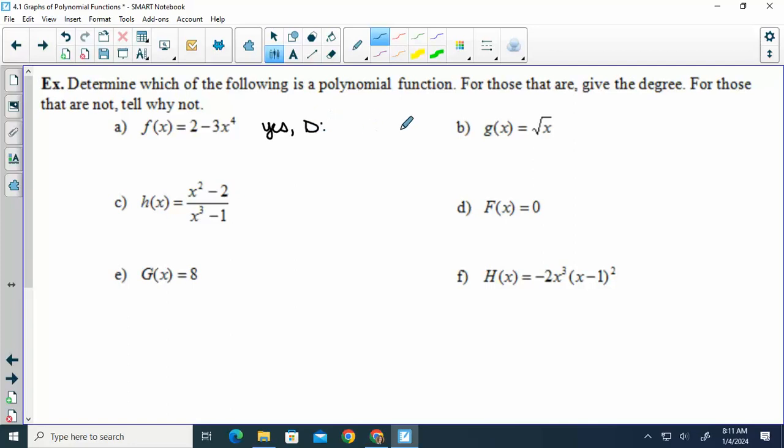What is the degree here? 4. Degree is the highest power. It does not have to be the first term. That's a common mistake. People only look at that first term. We have to look at all of them and just pick the highest exponent.